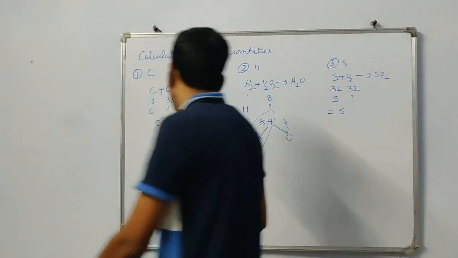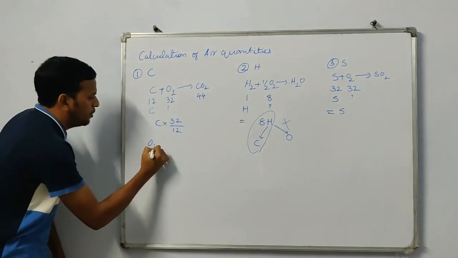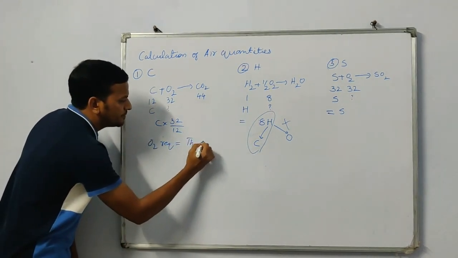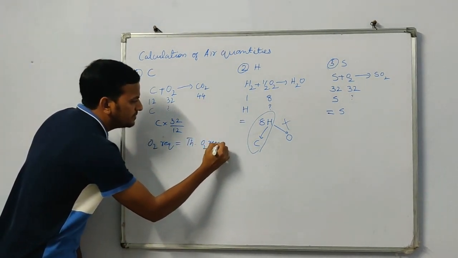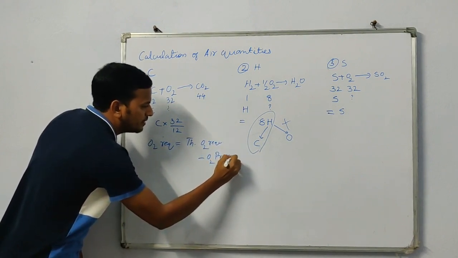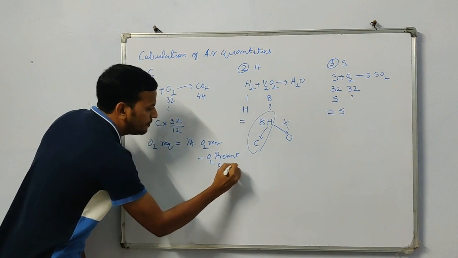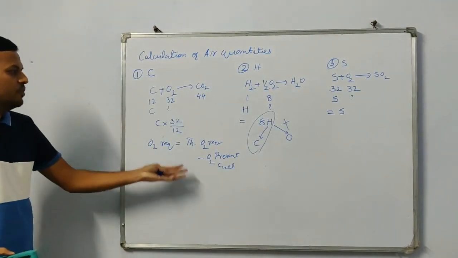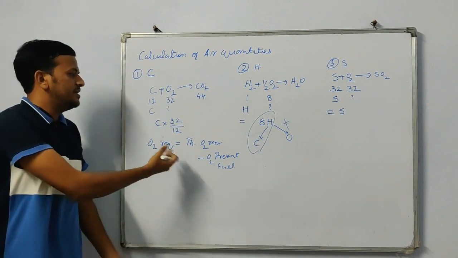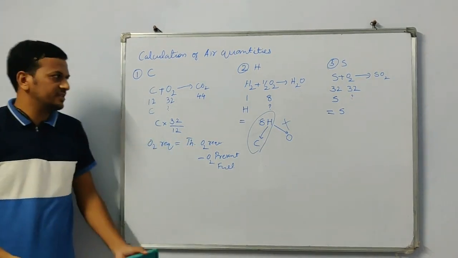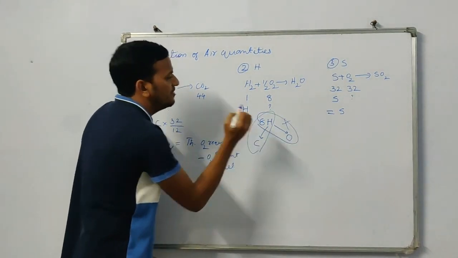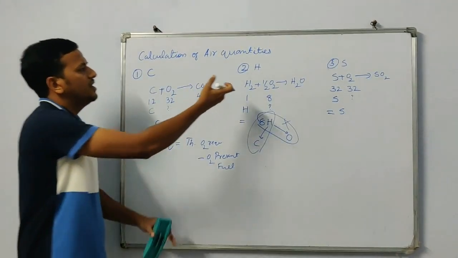Okay, so oxygen required equals theoretical O2 required minus O2 present in fuel. In both calculations you will end up with the same formula, so you are supposed to remember any one of these. Now let me calculate the hydrogen which is associated with oxygen. I will use the same thing.